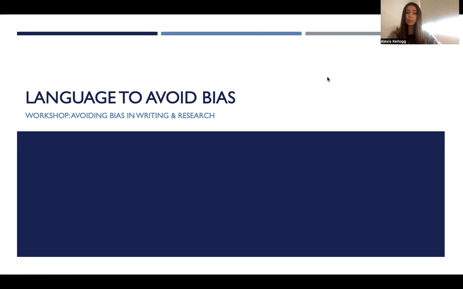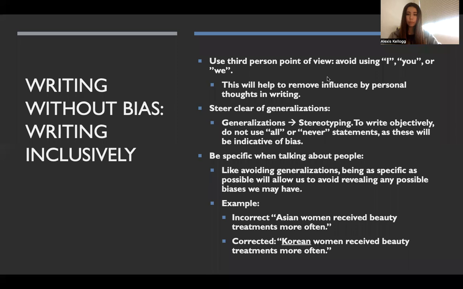In this video, we will be further discussing how to write without bias, specifically what language to use to avoid bias. So writing without bias involves writing inclusively. One thing we can do is to use third-person point of view, and avoid using statements like I, you, or we. This helps to remove influence from our own personal thoughts in our writing.